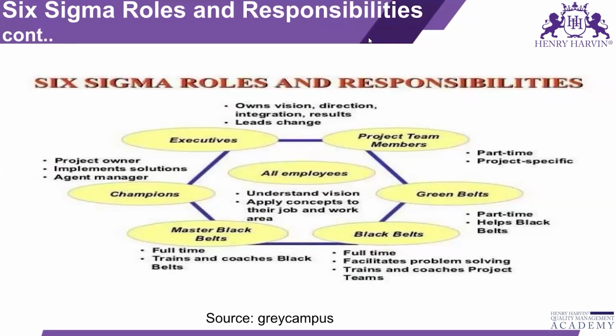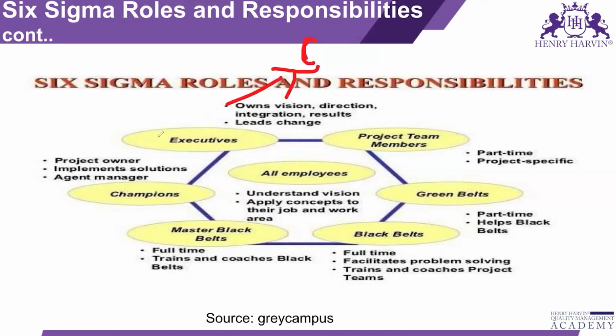I'll take this. This is a very important one. So Six Sigma roles and responsibility. Owns vision, direction, integration, result, lead change. Who is this? Designation, please. Management. The executive CEO. Exactly, the CEO. All right, all the C-suites level.